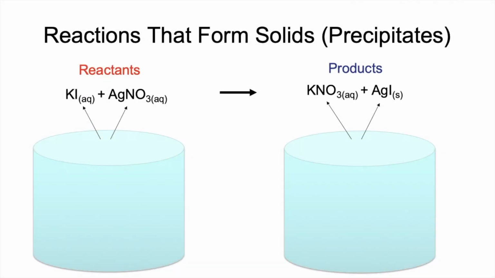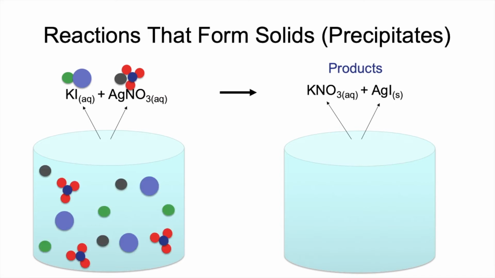So what we saw in the video is that the polarity of water molecules will actually break apart the positive and negative ions in ionic compounds that are soluble. So if we were to visualize that for potassium iodide and silver nitrate, if these two compounds were dissolved in a beaker of water, it would look like this, where we can see all of the potassium, iodide, silver, and nitrate ions. They're all spread out and dissolved.